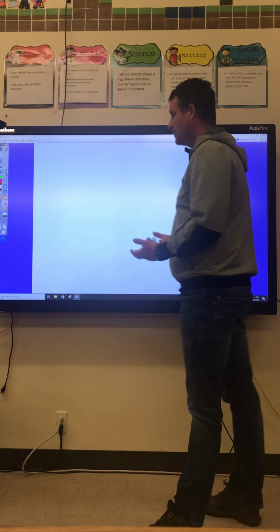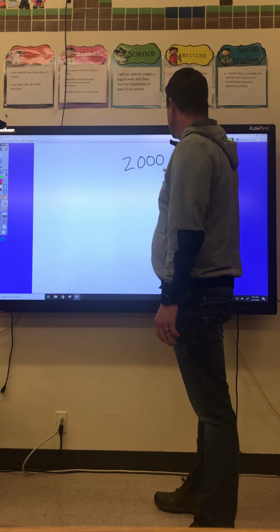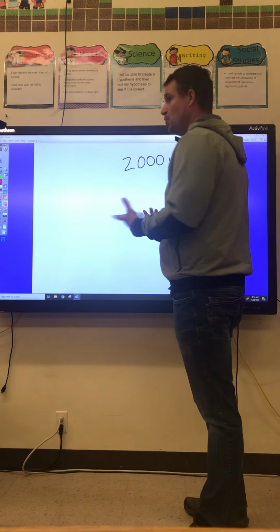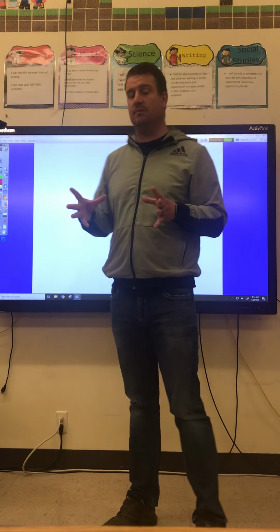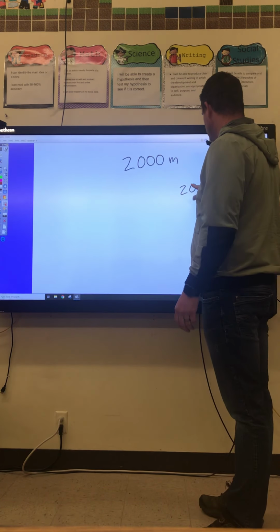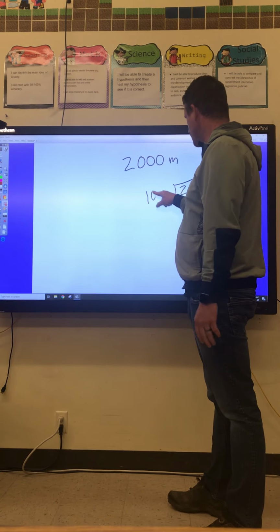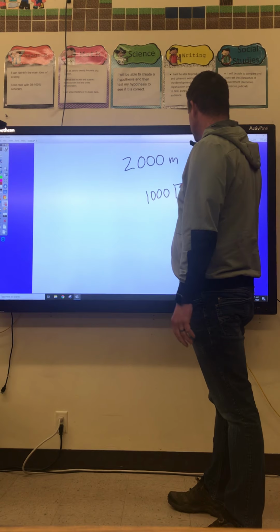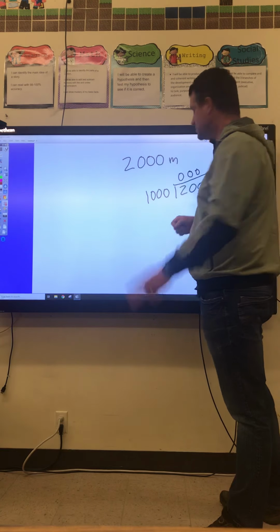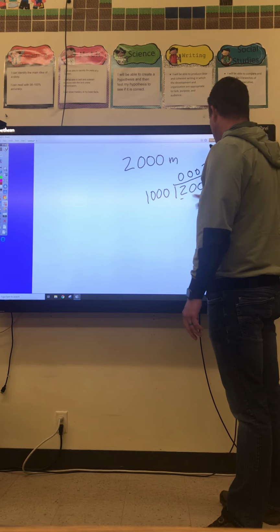Another example. I have 2,000 meters. I want to know how many kilometers I have. So what I'm going to have to do is divide by how many meters are in a kilometer. There's 1,000 meters in a kilometer. So I take 2,000 meters and divide by 1,000. 1,000 can't go into 2, can't go into 20, can't go into 200, but it can go into 2,000 twice. So we have 2 kilometers in 2,000 meters.